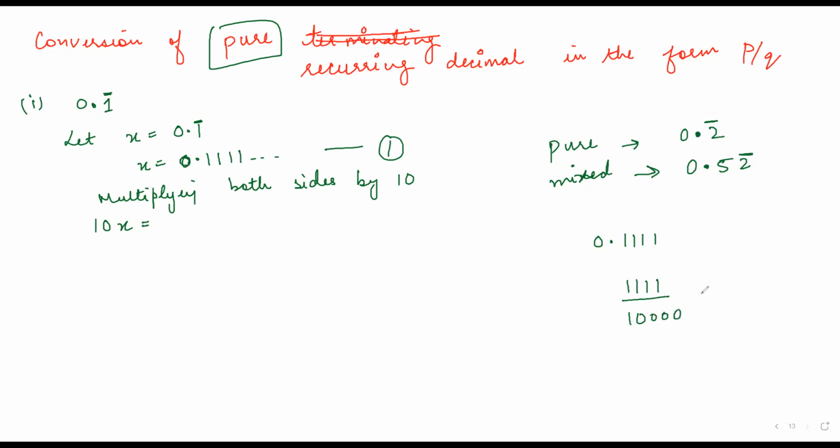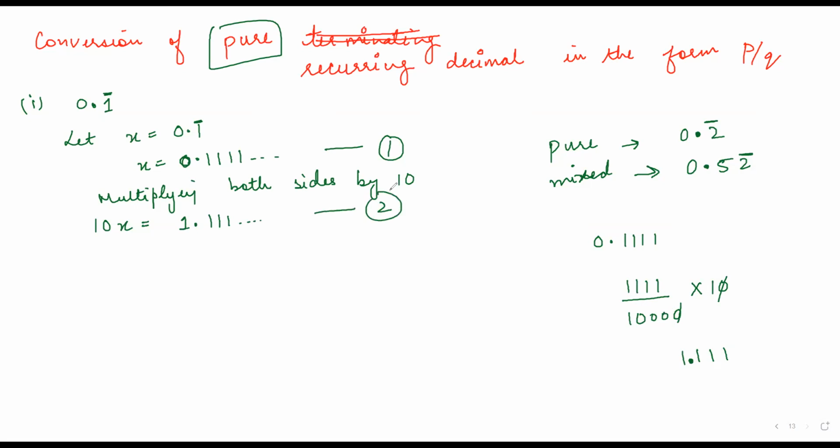And if I multiply this thing by 10, what will I get? One 0 will get cancelled out, only three 0s will be left. So it will become 1111 divided by 1000. So here I'll get my decimal. Is this clear, all of you? So on the right hand side, I'll get 1.111 and so on. This is my equation number 2.